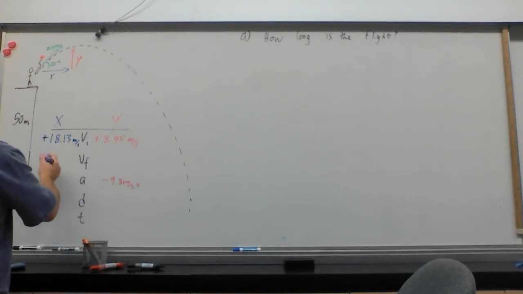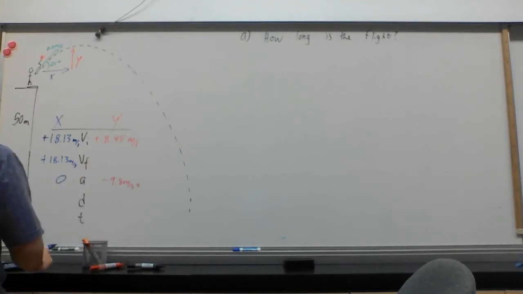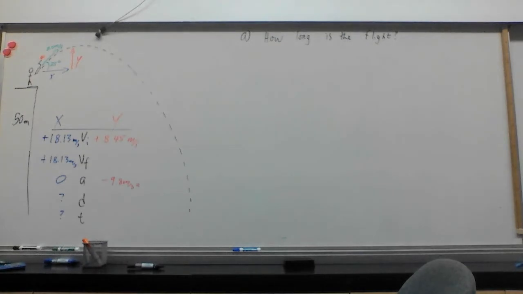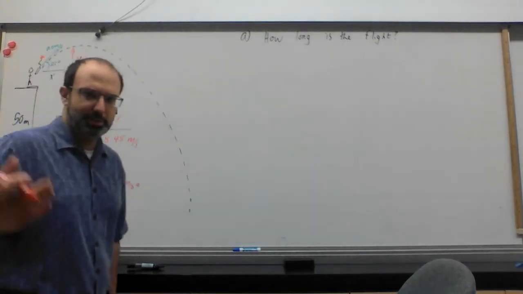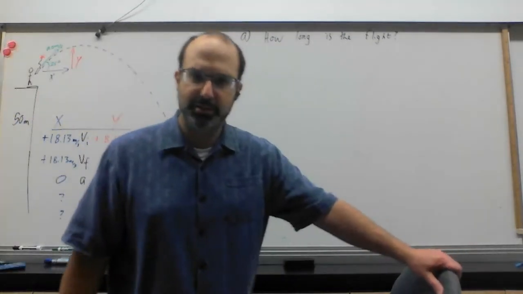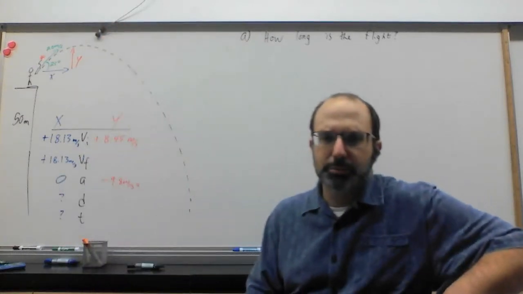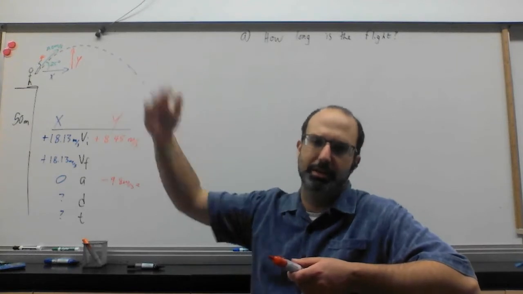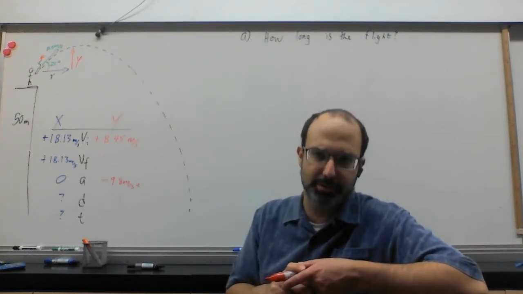The velocity final over here we know is going to be positive 18.13 meters per second because the acceleration is going to be 0. And after that, we kind of don't know a lot. Not really. Now, under normal circumstances, we're missing too much information. We can't solve this. Not easily, anyway. But what have we done every other time that we've had a problem that goes both up and down? We break it into two parts.